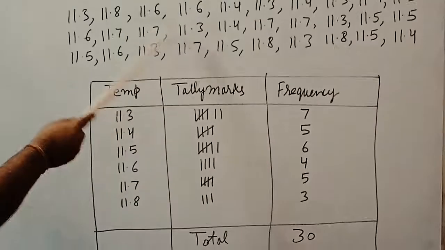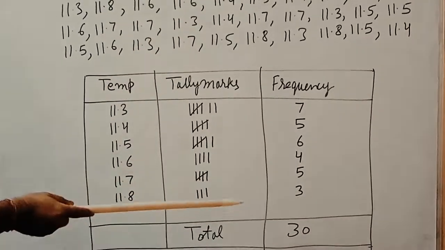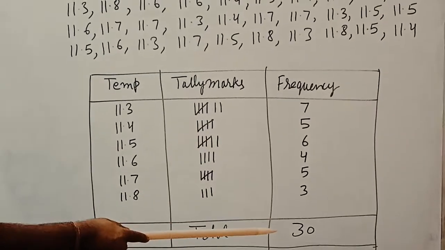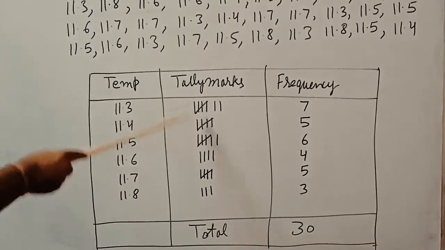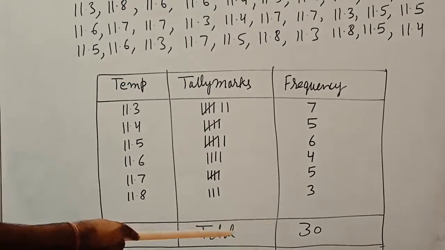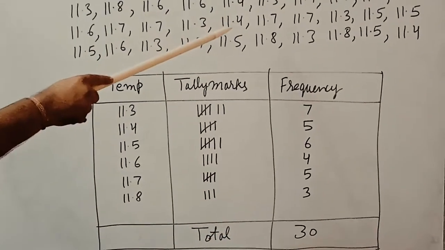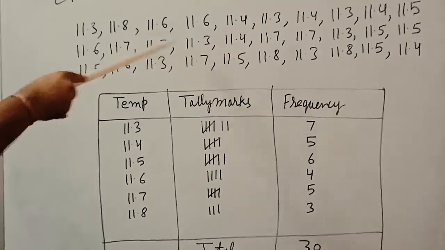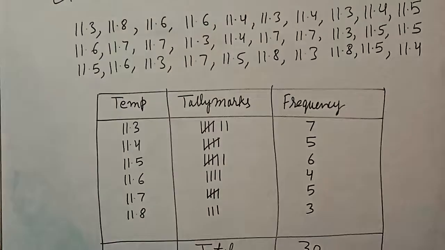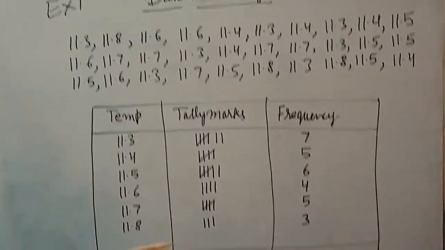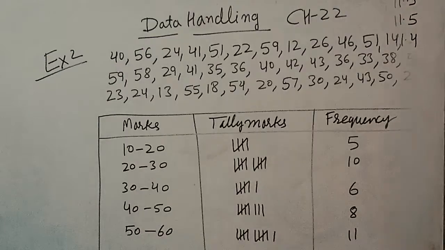If 30 does not coincide with this, suppose your total of the frequency is not 30, that means you have made some mistake in counting. So make sure that the total 30 is equal to the recorded data, which is also 30 times. In that manner you will do the sums given in your exercise.